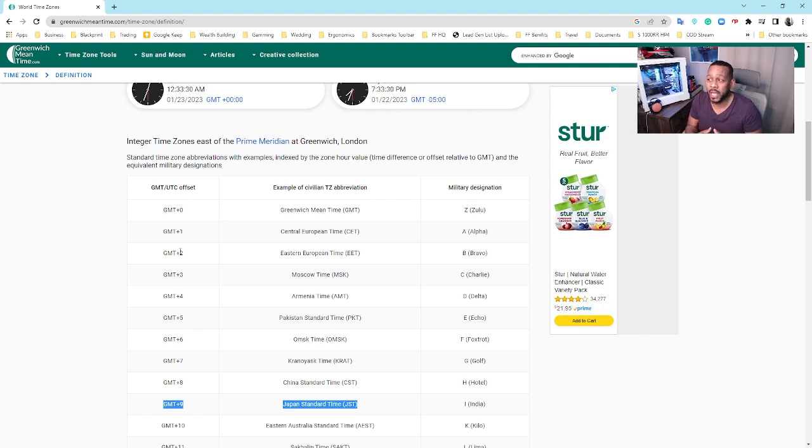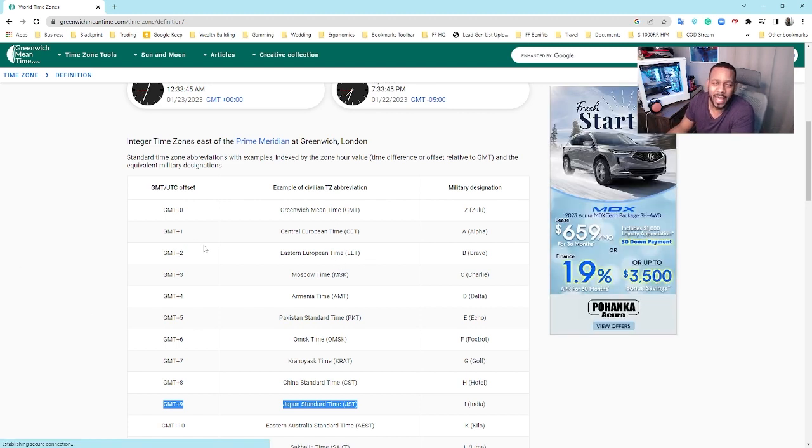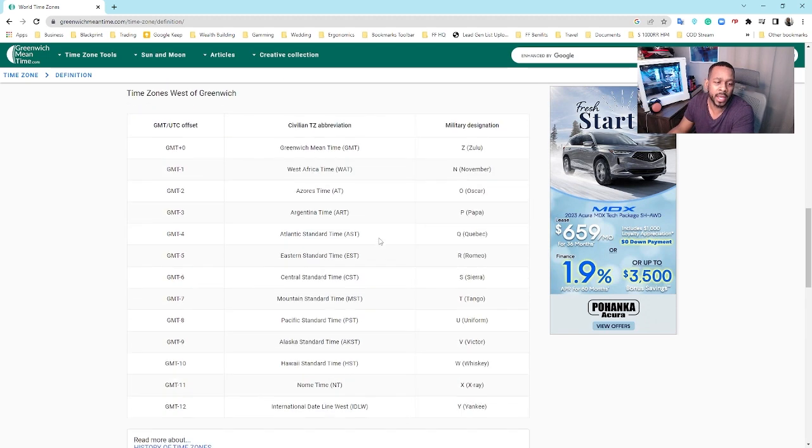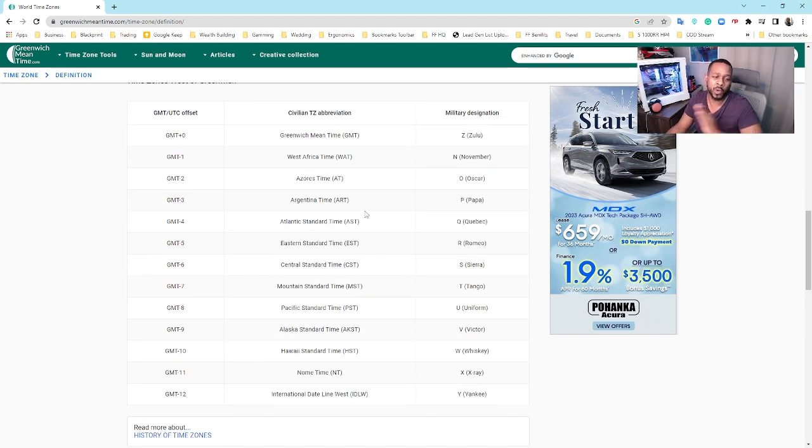So now you understand exactly why they've set it up like that, because their software is based off of the European time schedule. Eastern European Time is +2. That's what they've based their 0-100 hours off of. And again, if you scroll down here, since we're west of Greenwich Mean Time, you'll see right here Eastern Time is -5.